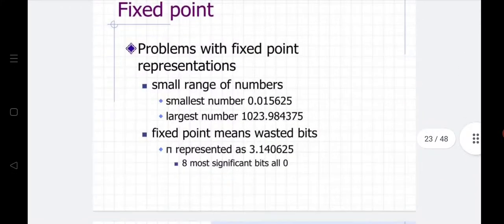So the problem with fixed point representation is a small range of numbers. I can have only a small range of numbers. The smallest number can be 0.015625, and the largest number will be so and so. These will be based upon the number of digits I am using. So if I am using, suppose, 4 digits towards my right side and 4 digits towards my left side, then the maximum value for that will be on the right side.